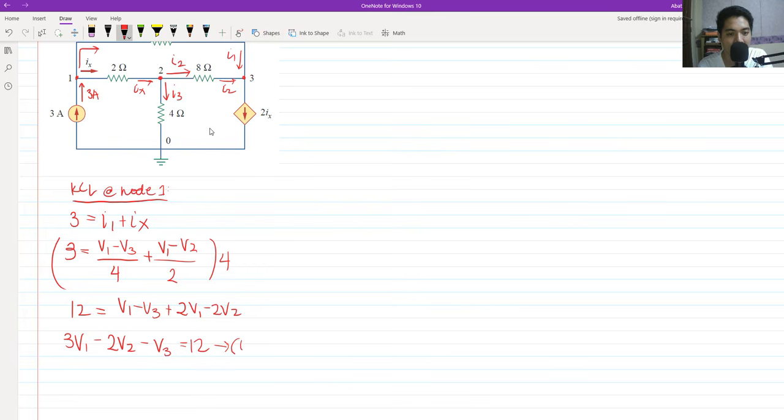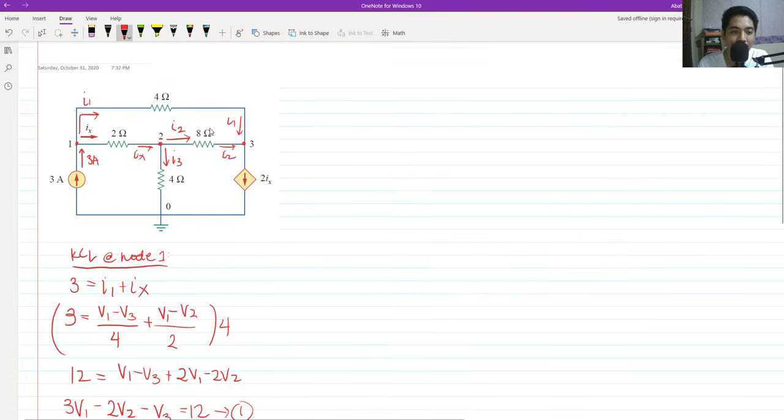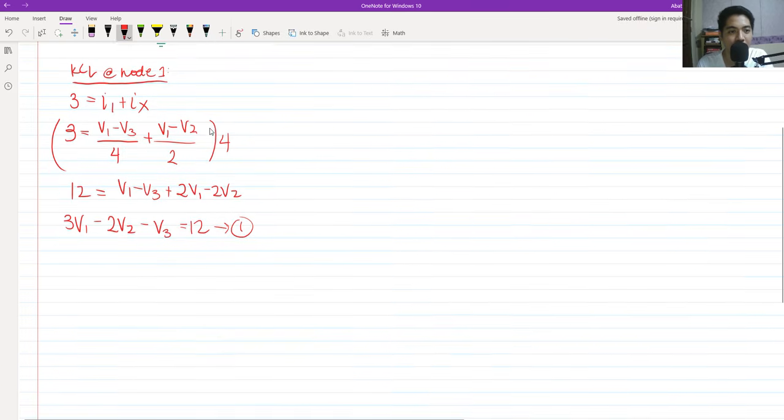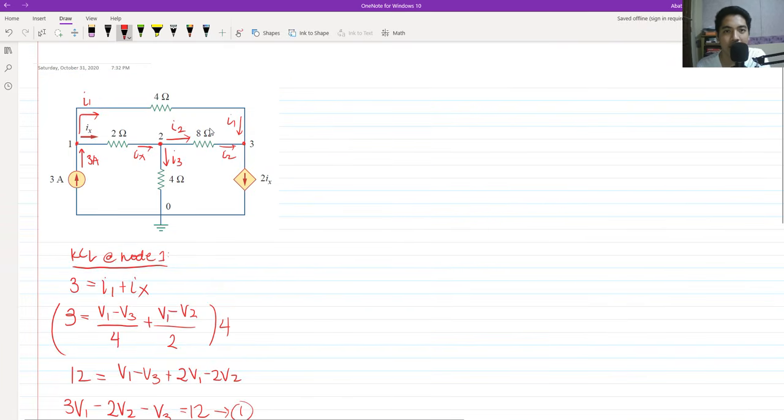So we have the first equation. By the way, we will have 3 equations because we have 3 unknowns here. That is our KCL at node 1. So how about KCL at node 2? How do we do that?